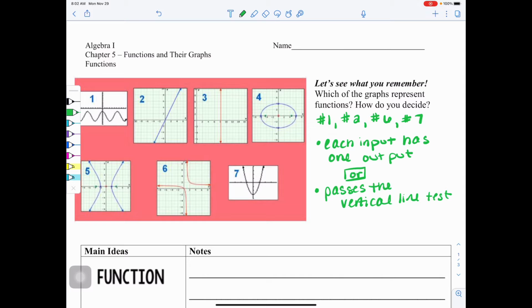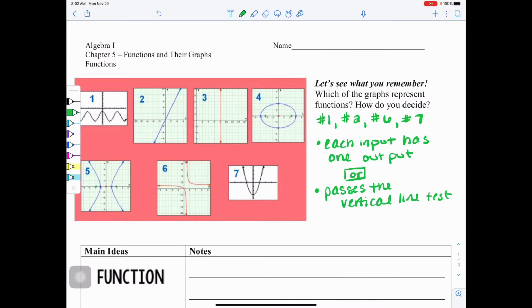Okay, at this time, you've had an opportunity to see what you remember. I wanted to know if you knew which of the graphs represents functions and how do you decide? So the correct answer should have been number 1, number 2, number 6, and number 7. And then you learned about this in the previous year's math curriculum.